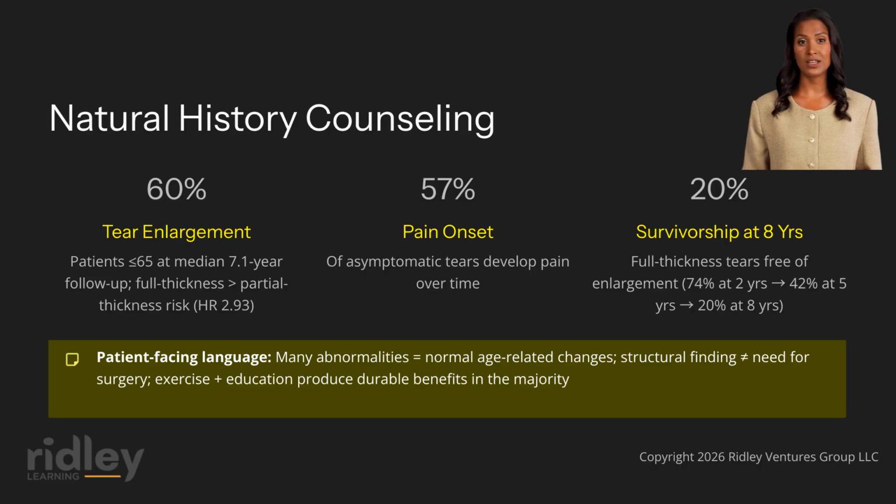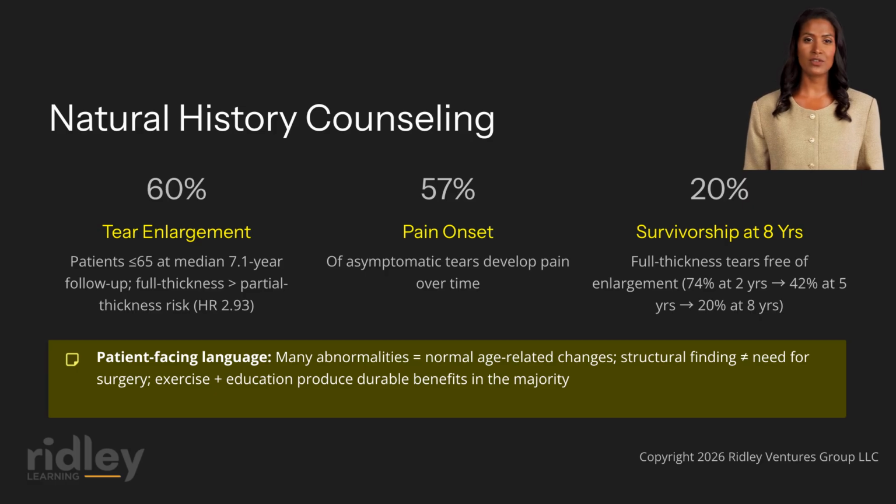A prospective study of asymptomatic degenerative rotator cuff tears in patients 65 years and younger found that tear enlargement occurred in 60% of shoulders over a median follow-up of 7.1 years, with full-thickness tears at substantially greater risk for enlargement than partial-thickness tears, roughly tripling the risk of progression over the study period.